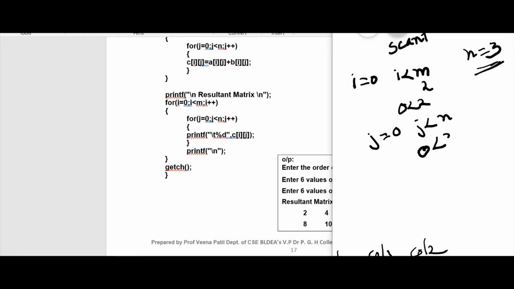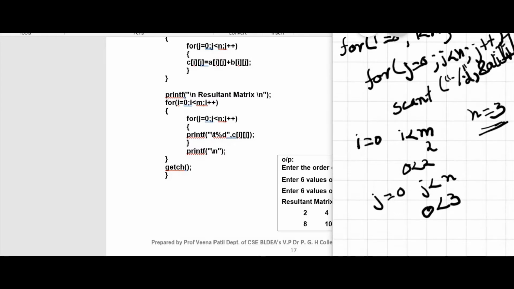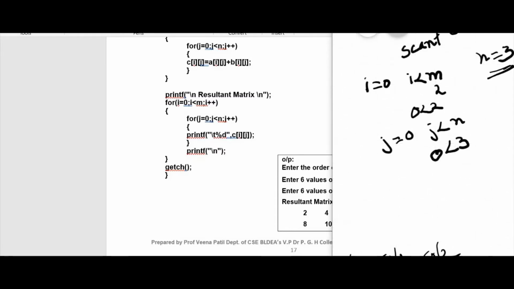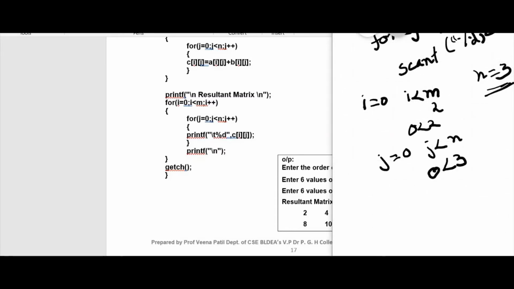Is 0 less than 3? Yes. Then enter the inner for loop. So what is there inside the inner for loop? The inner for loop has a scanf function. So scanf is performed for a of i, j, and the value is assigned.